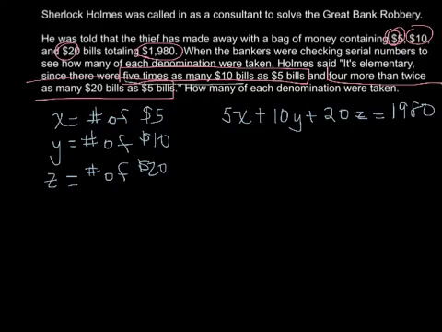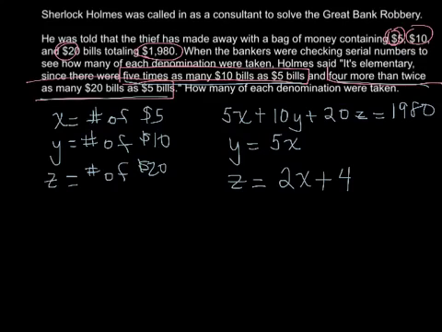Well, this other information was given to us. It says there were 5 times as many $10 bills as $5 bills. The $10 bills are y, so y is 5 times the $5 bills, which is x. And then here it says 4 more than twice as many $20 bills as $5 bills. So z, my $20 bills, is 2 times the number of $5 bills plus 4. So all of this information came from all that.